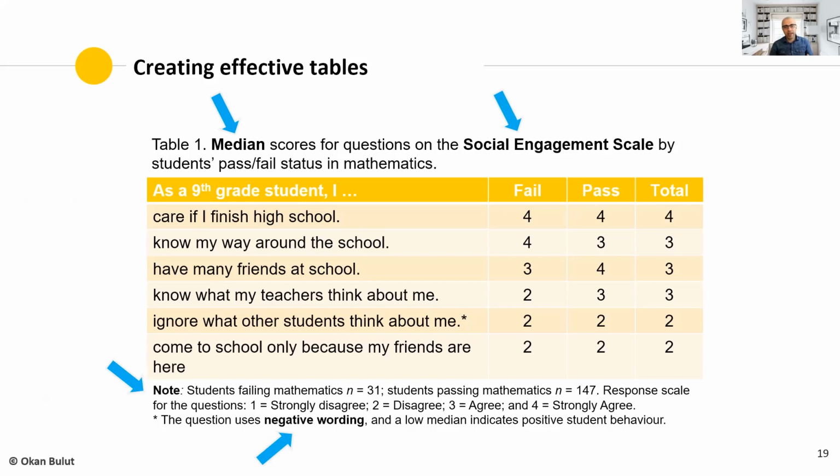So I'm giving you a heads up about multiple things. There's a negative question, so you need to interpret it the other way around. All the information that you need to understand this table is already in the table, so you don't need any further text or explanation around it. That's what we want when we summarize survey results using a table.